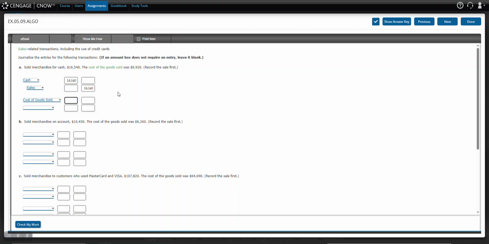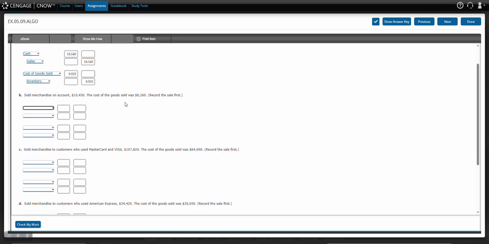So the cost of the goods, meaning the inventory that I just sold for $16,540, cost me $9,920 to purchase. So my cost of goods sold, my new expense account, increases by that $9,920. I had to spend $9,920 to buy the inventory that I just turned around and sold to my customers for $16,540.